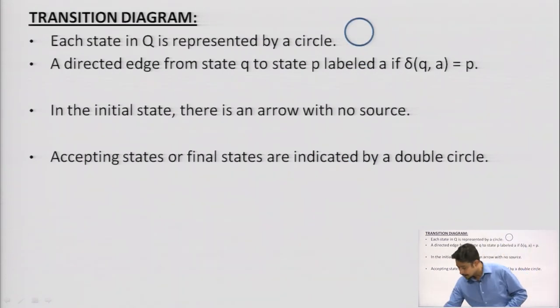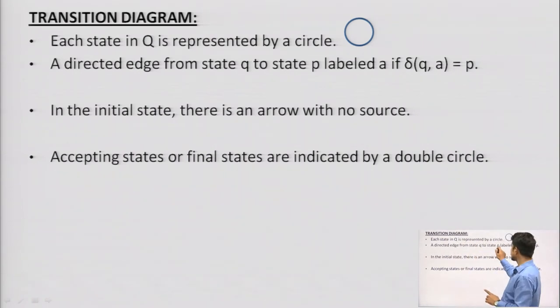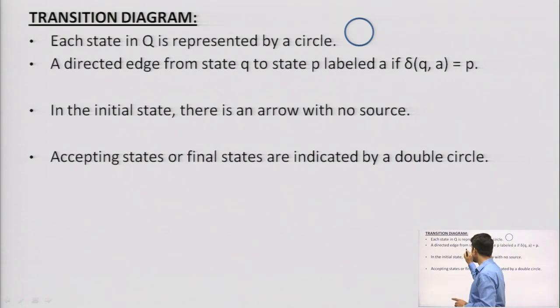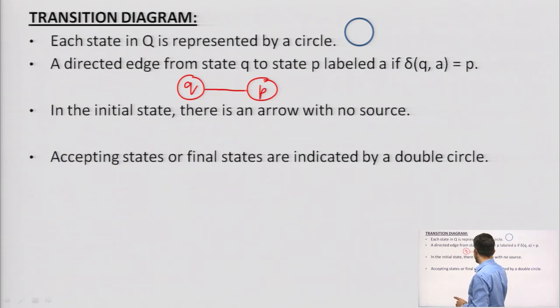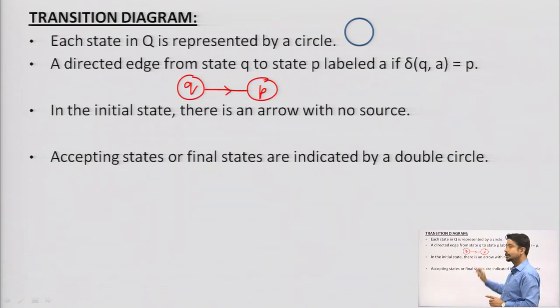clear? Next, a directed edge from state Q to a state P is labeled like this. Suppose this is the meaning of what I am just writing here. Q is a state and another state is say P, and a directed edge will be there. This is known as your transition. This directed edge is said to be the transition. This transition defines that some particular alphabet or some particular symbol is being transferred from state Q to state P. How? That will be defined with the language part, okay.